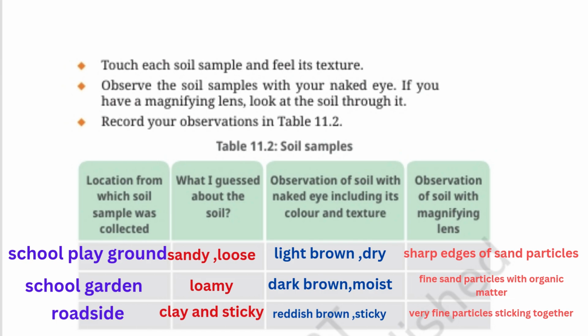Second, the school garden. I guessed the soil is loamy. Observation of the soil: the color is dark brown and the texture is moist. Through the magnifying glass, I observed fine sand particles with organic matter. Next, third, the roadside. I guessed the soil is clay and sticky. The color is reddish brown and the texture is sticky. Through the magnifying glass, I observed very fine particles sticking together.